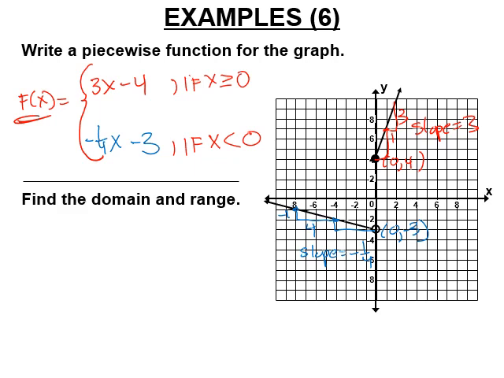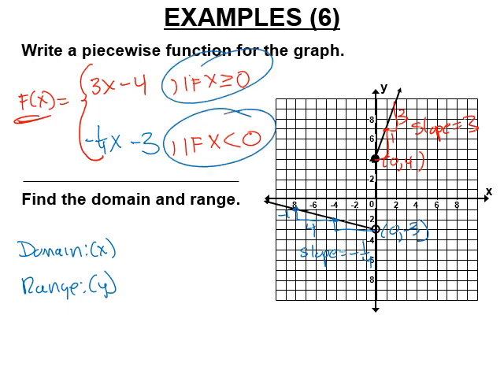All right, so the domain and range are coming back, right? The domain is all the x values, the range is all the y values. Well, here's the x values that are possible. We said x could be greater than or equal to 0 or less than 0, and that includes all fractions and decimals. So the domain here is all real numbers.